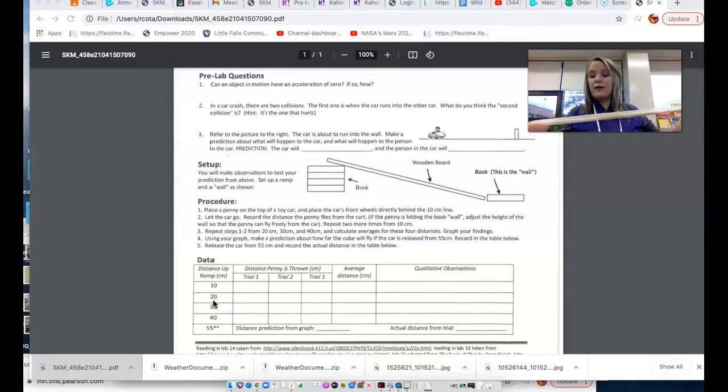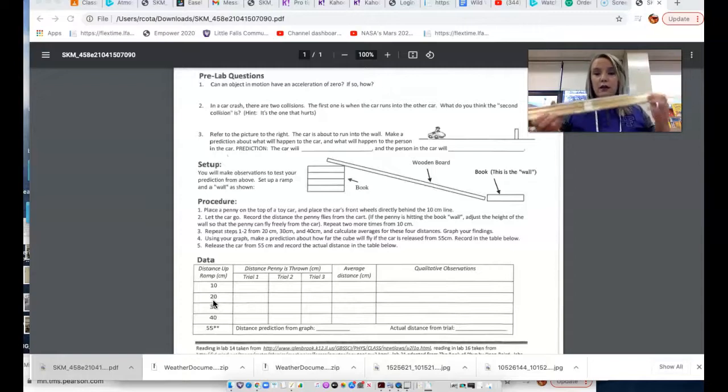Again, if you're working at home and you don't have meter sticks like this, you can just measure it with a tape measure. Measure 10 centimeters up your ramp, 20 centimeters up your ramp, 30, 40, and 55, and then also measure how far the penny flies forward.